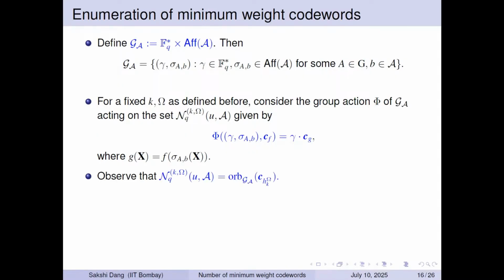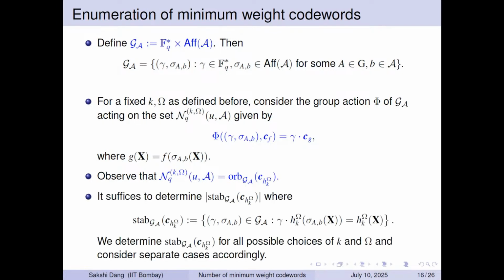Then it is easy to see that this set N_{k,ω} is nothing but the orbit of the polynomial corresponding to the codeword h_{k,ω} under the action of this group. So using the orbit-stabilizer theorem, it suffices to determine the cardinality of the stabilizer. The stabilizer for this particular element will consist of elements (γ, σ_{A,B}) in GA which satisfy this equality: γ times h_{k,ω} of σ_{A,B} is equal to h_{k,ω}, where this is a polynomial equality. And so we consider different possible choices of k and ω and consider separate cases accordingly.